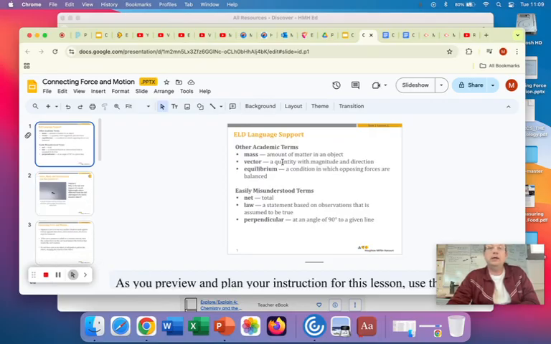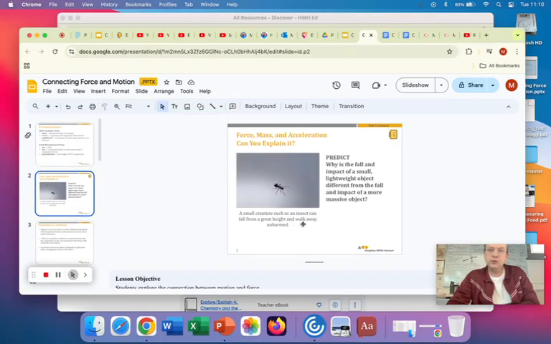Remember, these words may come up: mass, how much matter is in an object; vector; equilibrium; the net, especially net forces, which means the total forces acting on an object. We talk about laws, especially Newton's laws of motion and forces, and perpendicular means 90 degrees. So remember, let's try to explain this insect, why its motion from such a high fall has a smaller impact than a more massive object.